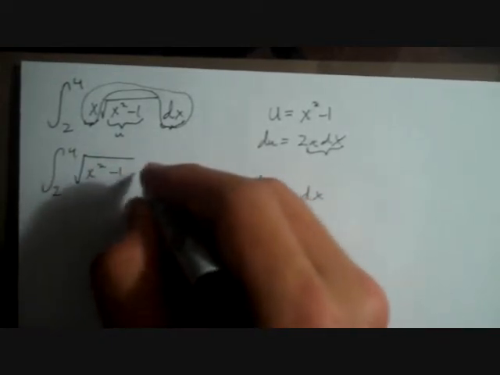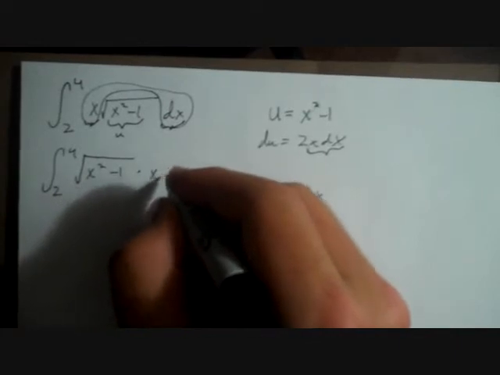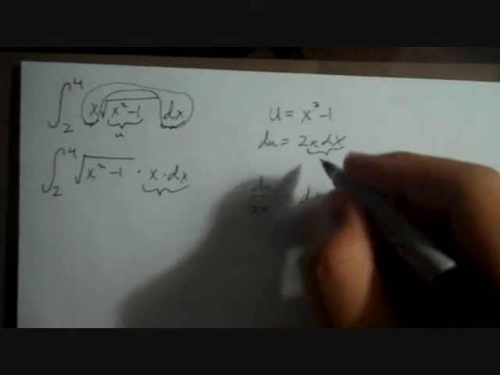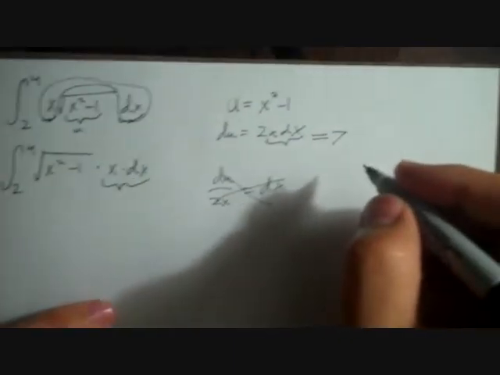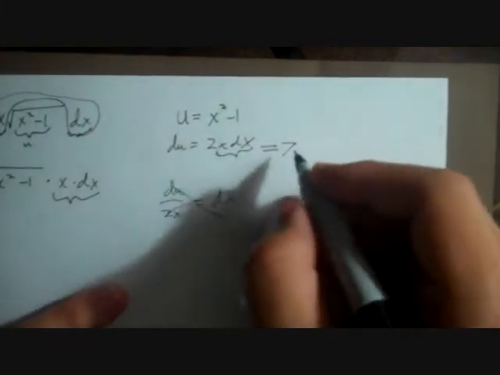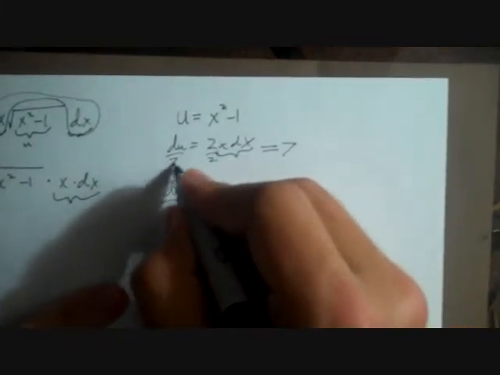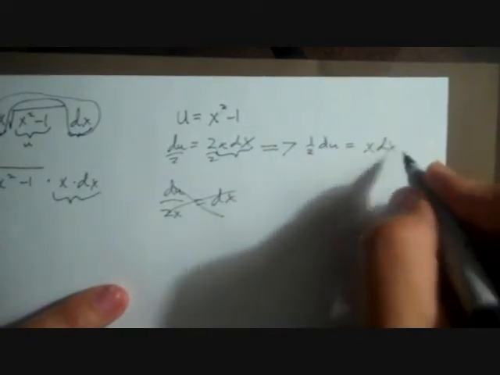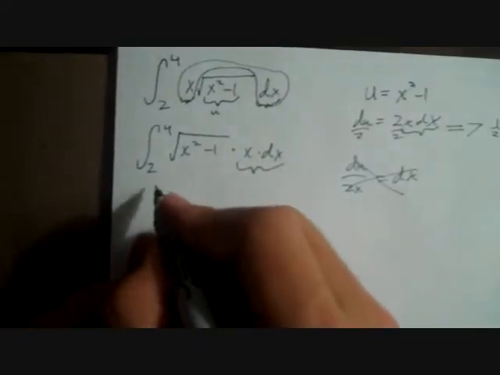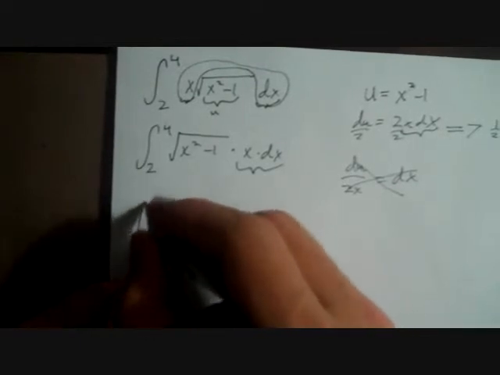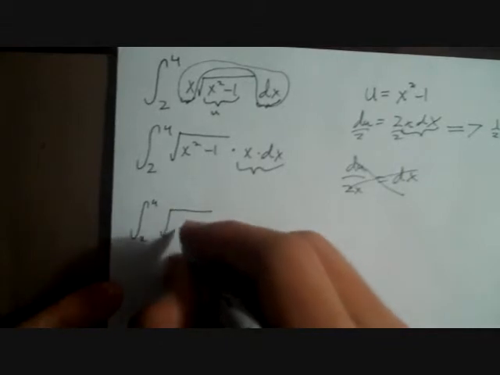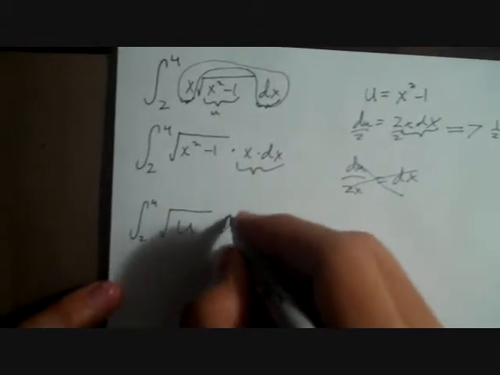x squared minus 1 times x times dx. So here's our x dx. Let's take this and solve for x dx. Well, that's just a matter of dividing both sides by 2. So 1/2 du equals x dx. So our new integral is going to go from 2 to 4 of the square root of u du.